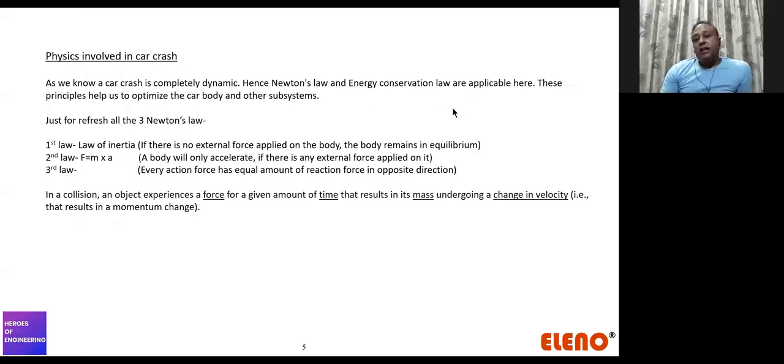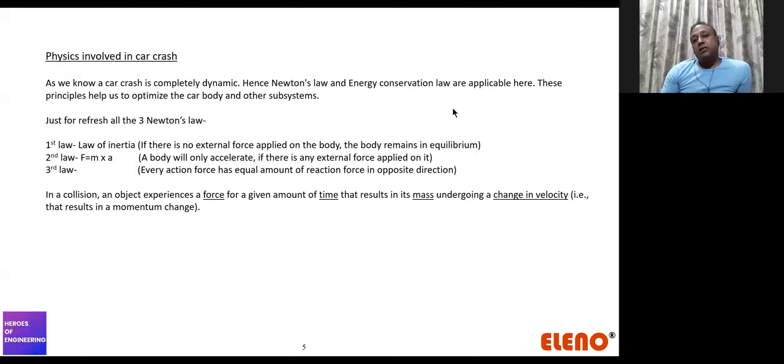Here I am refreshing your knowledge of Newton's three laws. On the screen you can see the first law, the law of inertia, which says that if no external force is applied, the body will remain in equilibrium. If the body is moving and no force is applied, it will keep moving, and if it is at rest, it will stay at rest. The second law of motion is F equals m a, where m is the mass and a is the acceleration. This is completely dynamic, and it means you need a force to accelerate a body.